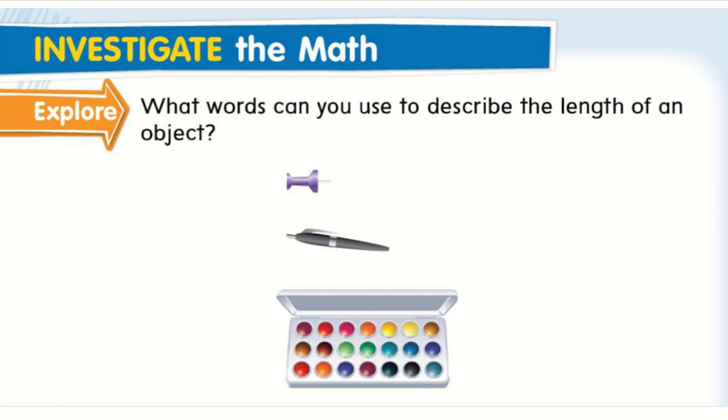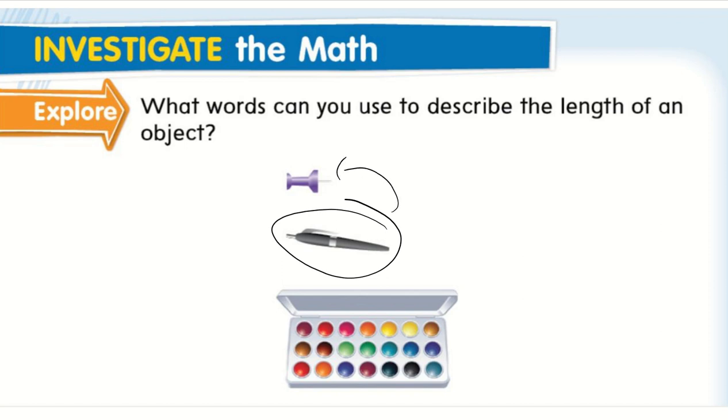So the words that we want to try to use are length, which means how long something is, and we also want to compare how short or how long something is than the other one. So for example, if I were looking at the pin compared to the pen, which one is going to be longer? What you do is you compare them side by side, you line them up next to each other, and we can all see that the pen is going to be longer than the pin.